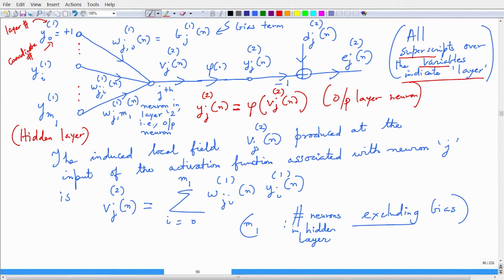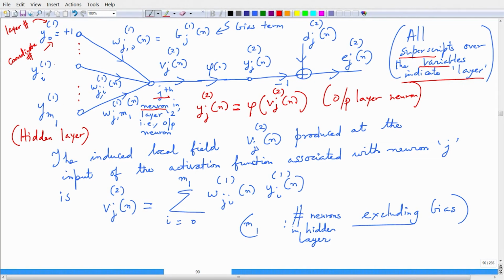Okay. Now we have all these functional signals, and these functional signals are connected through these synaptic weights, and let us imagine that we have a neuron in the output layer, right. This is neuron j in the output layer. So this is the jth neuron in the output layer, which is layer 2, and we are computing W transpose Y here, right.